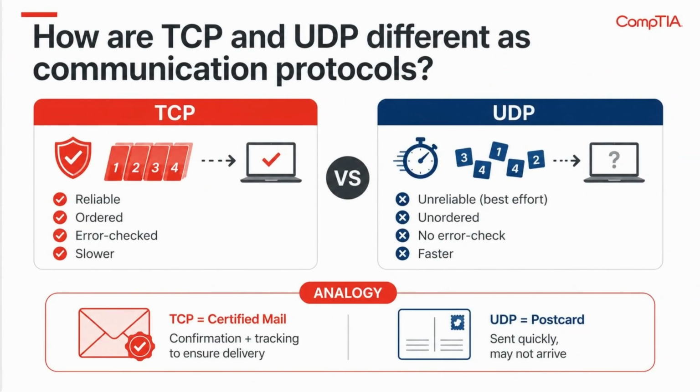To understand the difference, consider this analogy. TCP is like certified mail with tracking and confirmation, while UDP is like a postcard, sent quickly but without a guarantee that it will arrive.